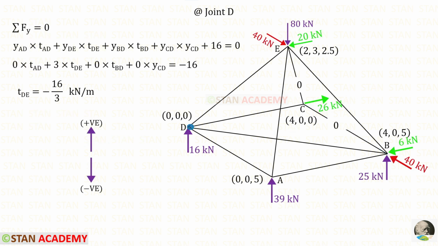Let us take the joint D. In the joint D, only we have to find TDE. The rest we have calculated. In the joint D, in the y direction, there is a reaction. It is acting upwards, so it will be positive. Except DE, there is no vertical distance for other members, so all three are 0. For TDE, we will get minus 16 upon 3 kilonewton per meter.